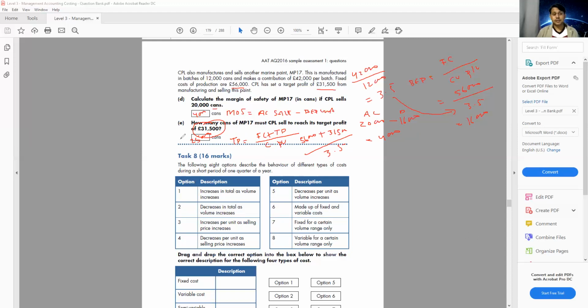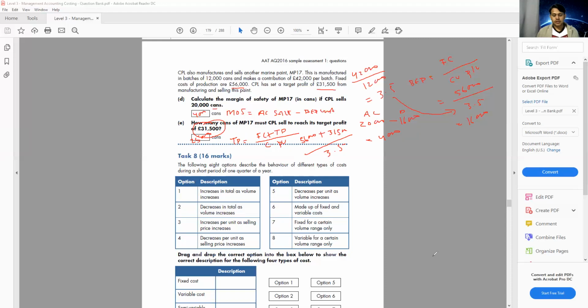If you decide this month you want to make a profit of 10,000, how do you identify how many products you have to sell if you don't know? If you know how to calculate the target profit, you can tell, okay, if I can sell 50,000 pens, I can have a profit of 10,000 pounds. You need to know the ways. It is very important. It is really helpful in real-life business.